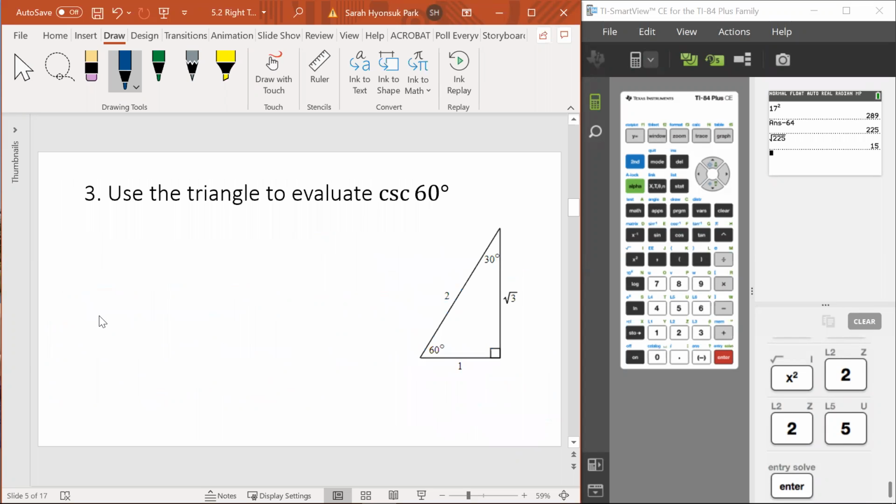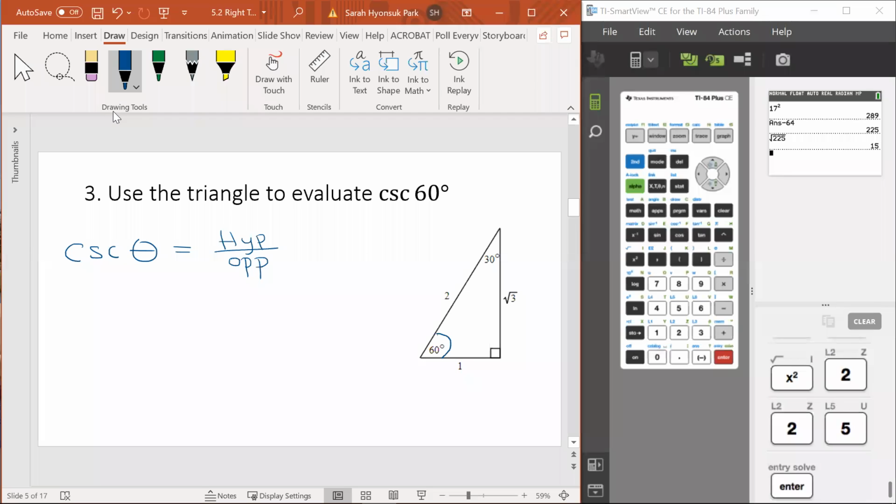Here it says use the triangle to evaluate cosecant of 60 degrees. So my angle, I'm going to label it, we are standing right there. Cosecant of, let's go back and say, okay, what's cosecant again? What I usually do instead of memorizing cosecant is hypotenuse over opposite. I usually like to find the sine and then reverse it, but you can certainly do it this way too.